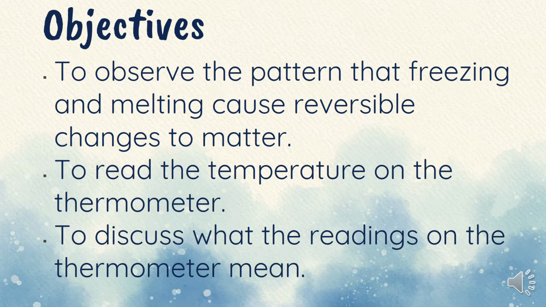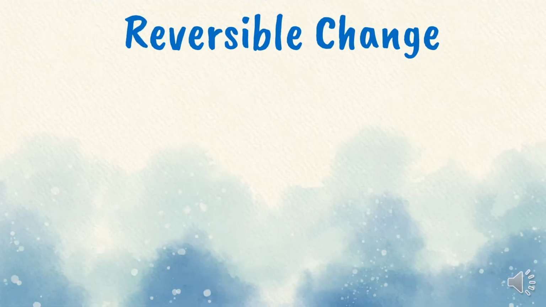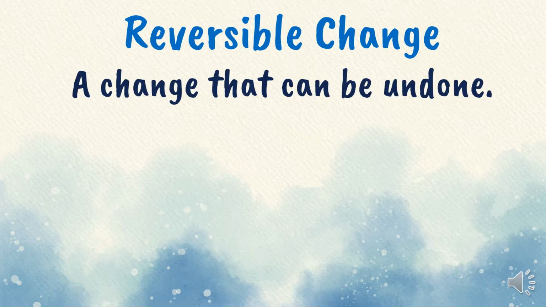Here are this lesson's objectives: to observe the pattern that freezing and melting cause reversible changes to matter, to read the temperature on a thermometer, and to discuss what the readings on the thermometer mean. Freezing and melting can cause reversible changes to matter. But what is a reversible change? A reversible change is a change that can be undone.